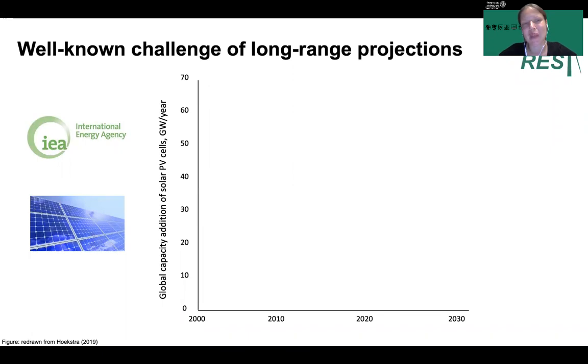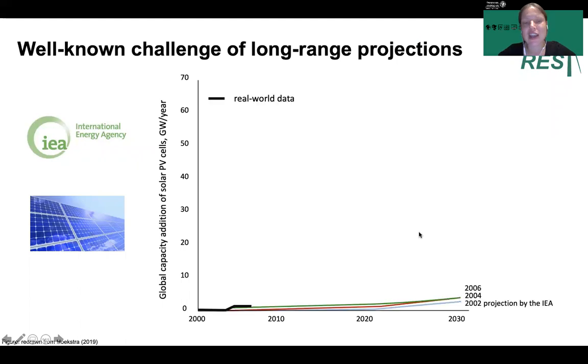have gone simply wrong. And here I would like just to show this case of solar photovoltaic. It's a known case, of course. When solar photovoltaic started growing globally in the year 2000, the International Energy Agency's outlook has actually foreseen that this growth rate, so capacity additions per year, would stay all the way until 2030.